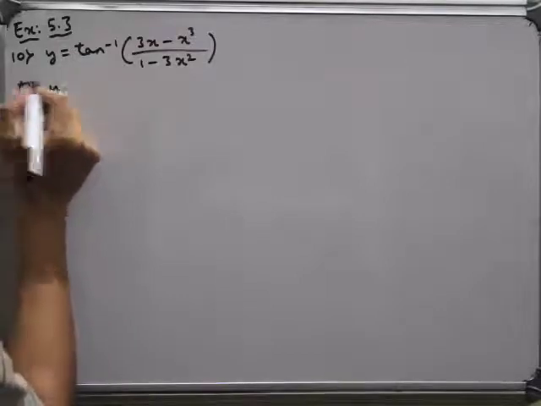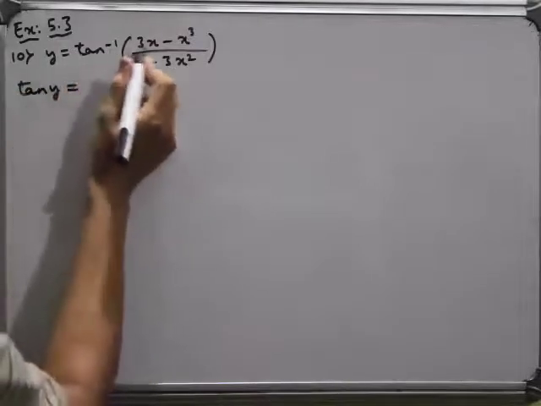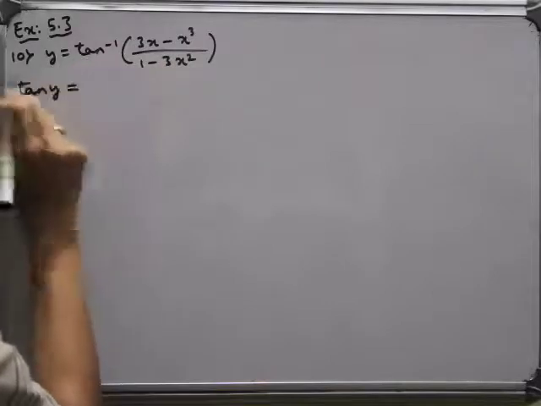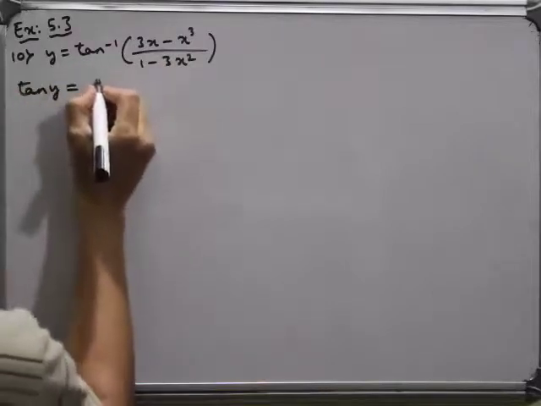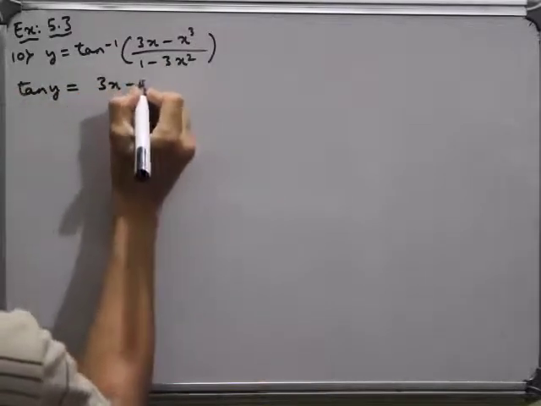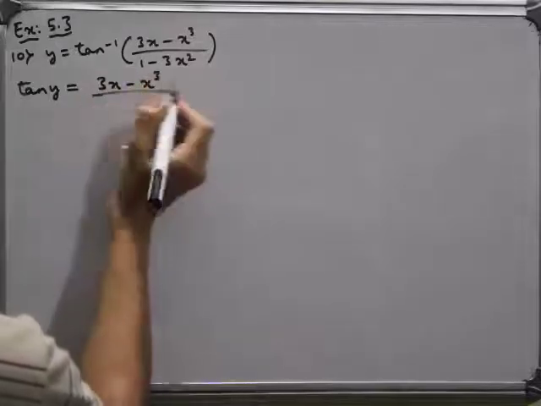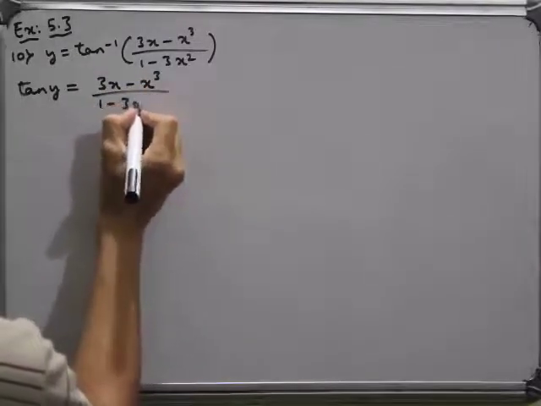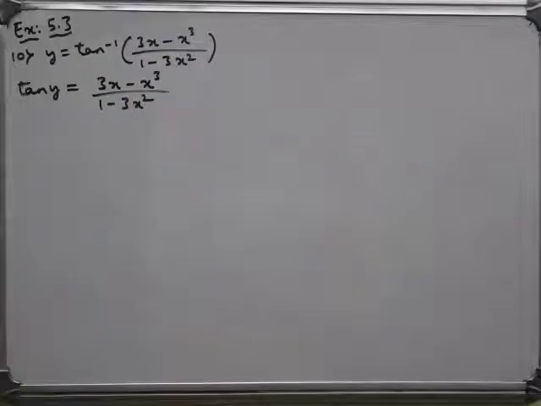Tan y is equal to 3x minus x cube divided by 1 minus 3x square. So I am giving you the hint how to solve it in another way.